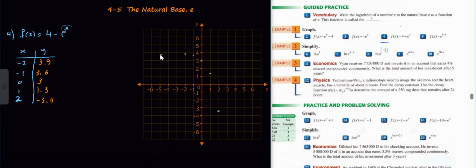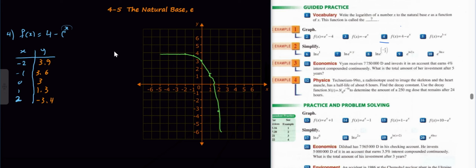The graph starts like that. It goes down, so it is a decay graph. Why? Because our e here is negative. So the graph is a decay graph.